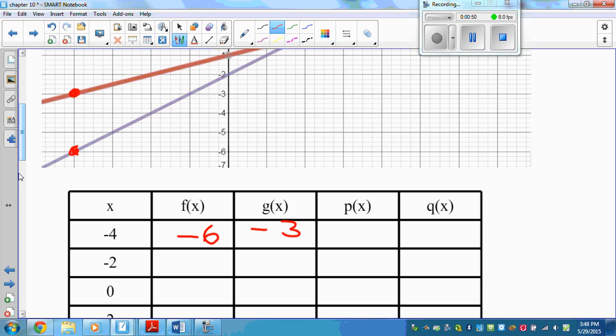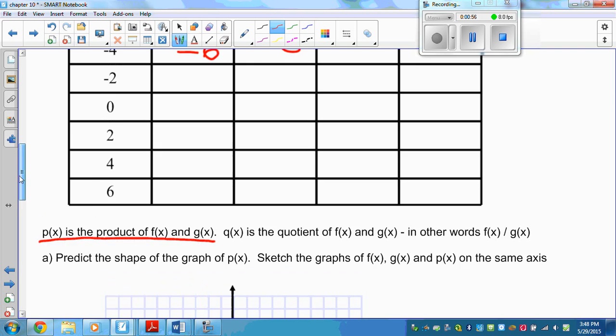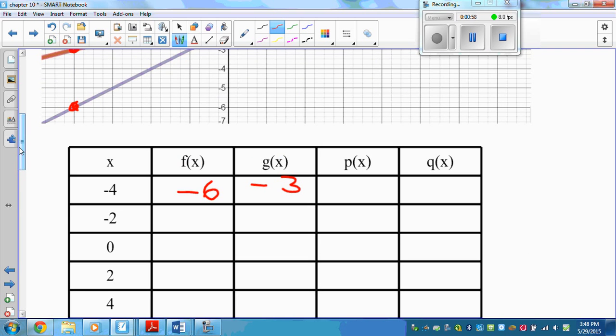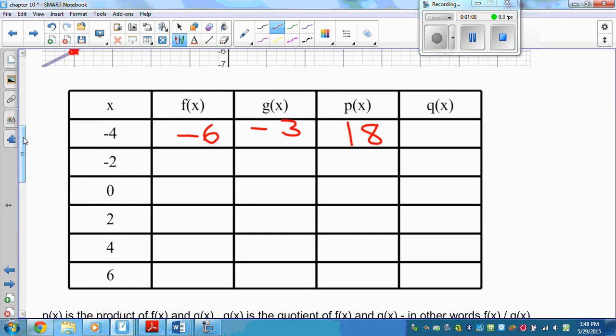P of x, it says right here, P of x is the product of f of x and g of x. So we go -6 times -3 is +18. Q of x is the quotient, so we divide. -6 divided by -3 is 2.